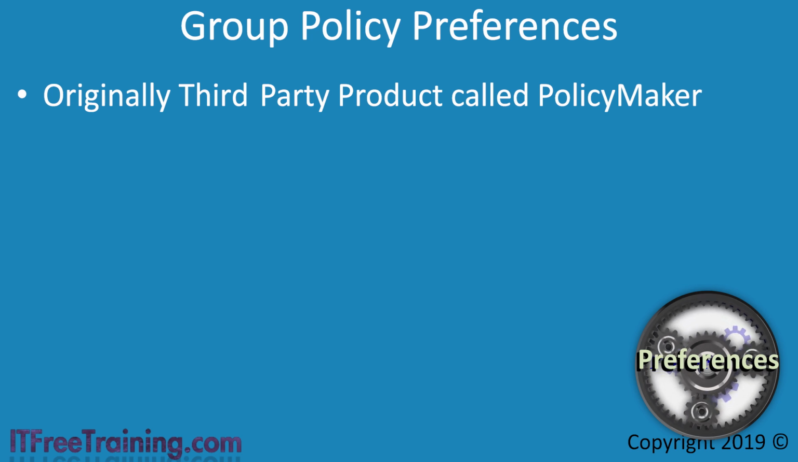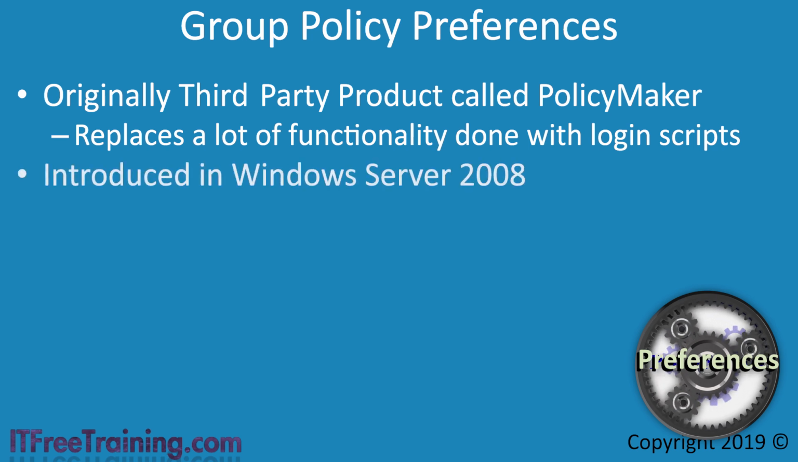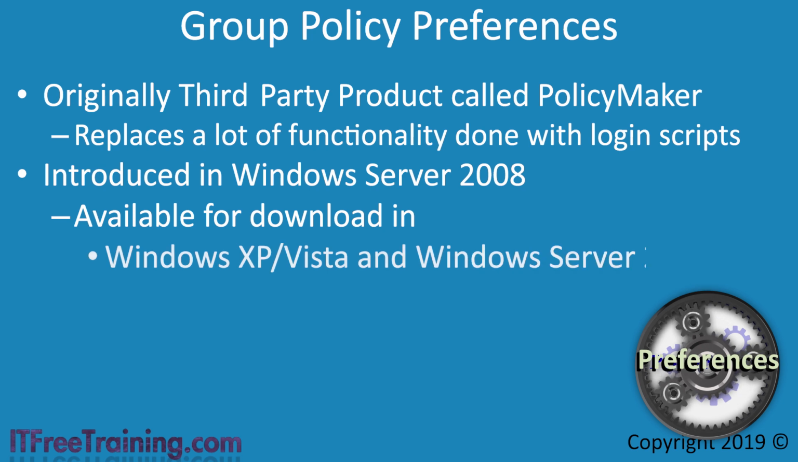Using Group Policy Preferences, the administrator can replace a lot of the functionality that would have previously been done with login scripts. Group Policy Preferences was added to Windows in Windows Server 2008. In order to work, it requires the client-side extension, which is not included in previous operating systems. It is, however, available for download for Windows XP, Vista, and Windows Server 2003. This can be done through direct download or via Windows Update.